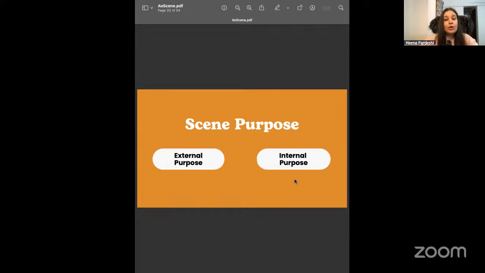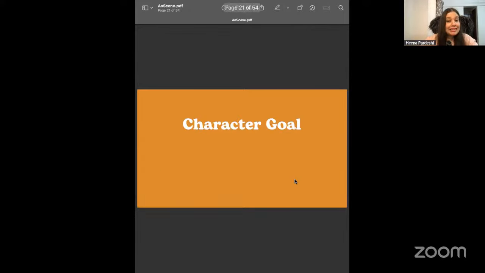Now, let's talk about the second element, that is character goal. A scene without a goal is like watching someone walking aimlessly in a mall, touching random things, turning corners for no reason. They look busy, but they're going nowhere. And as a reader, you stop caring almost instantly whenever you read a scene that has absolutely no goal. The moment your character wants something, anything, the reader leans in.